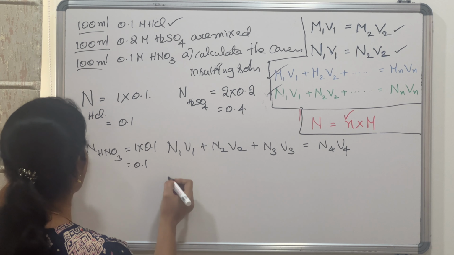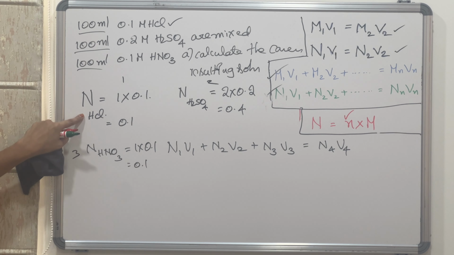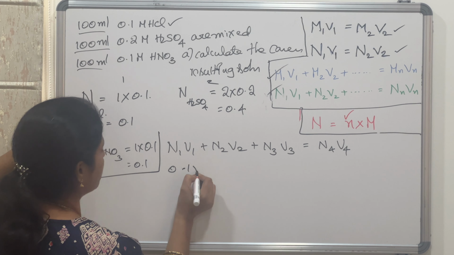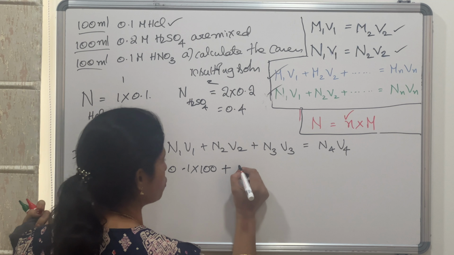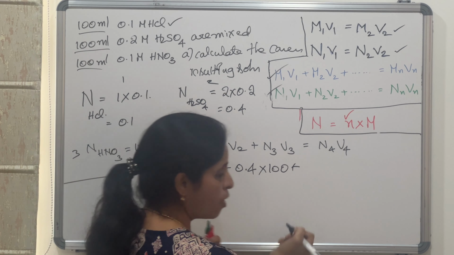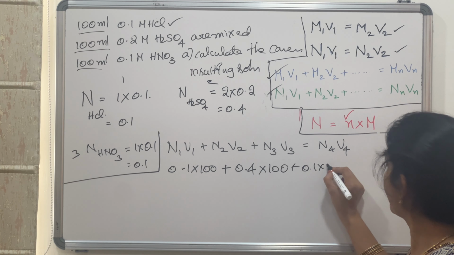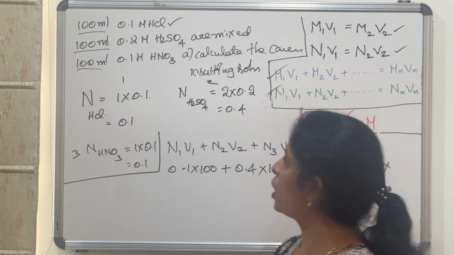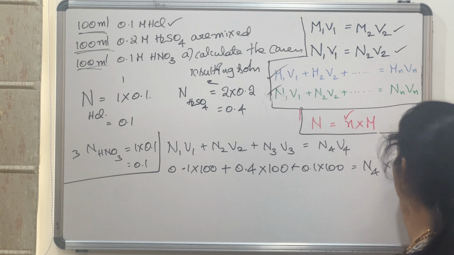So here substitute the values. This is 1, this is 2 and this is 3. So what is N1? It is 0.1. 0.1 into V1, here volume it is 100 ml. Plus what is N2? It is H2SO4, it is equal to 0.4 into volume 100 ml plus what is N3? N3 it is 0.1 and volume is again 100 ml. And here N4 you need to find out, and V4 is the new volume. Means you are mixing up these solutions and the resultant volume will be V4, that is 300 ml.